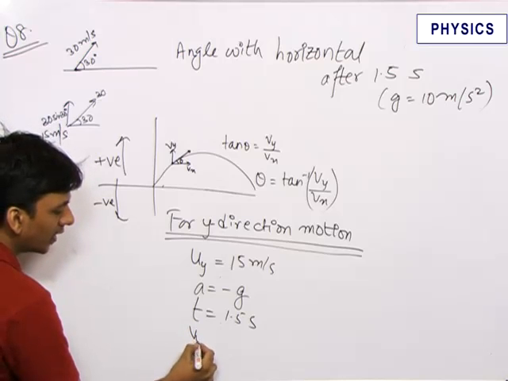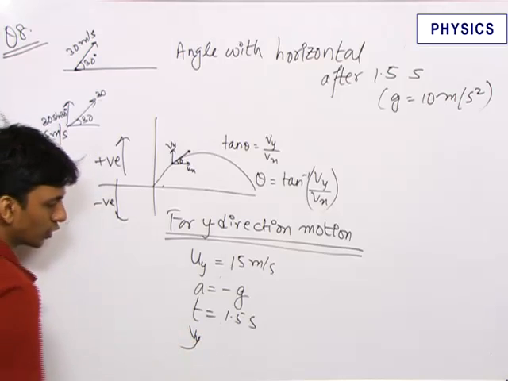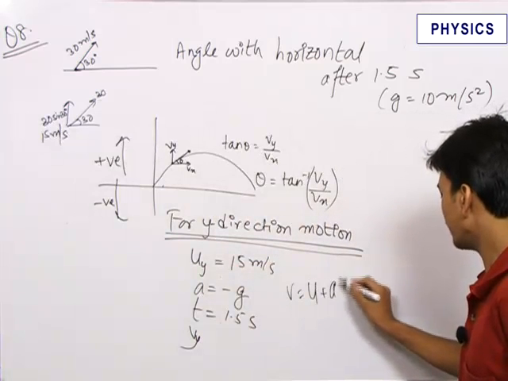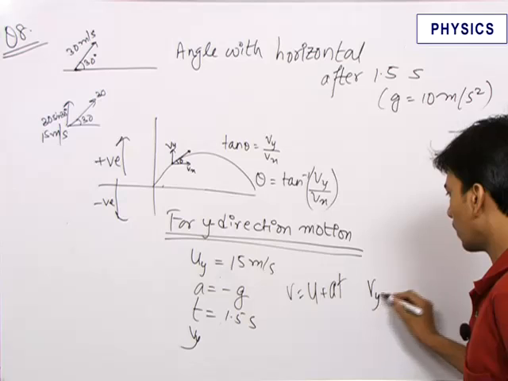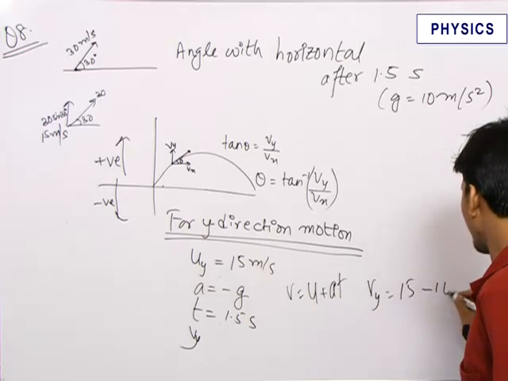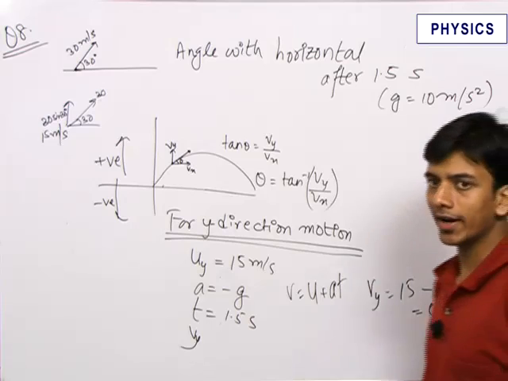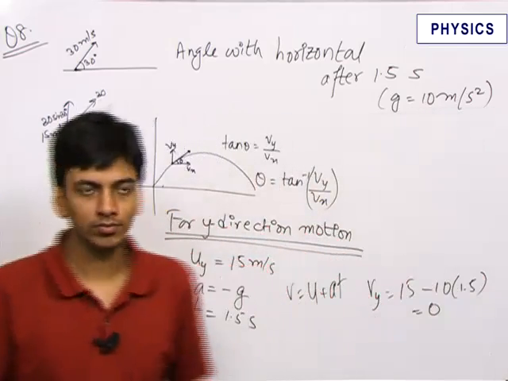Let us find the final y component of the velocity. So we get this, using v is equal to u plus at, as 15 minus 10 into 1.5, that is equal to 0. So we get the final y component of the velocity as 0.